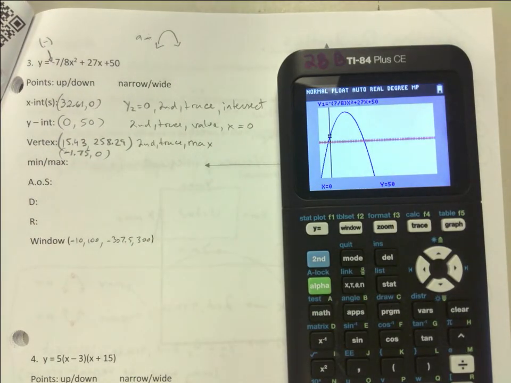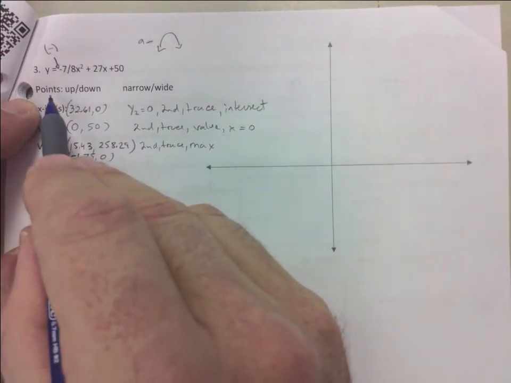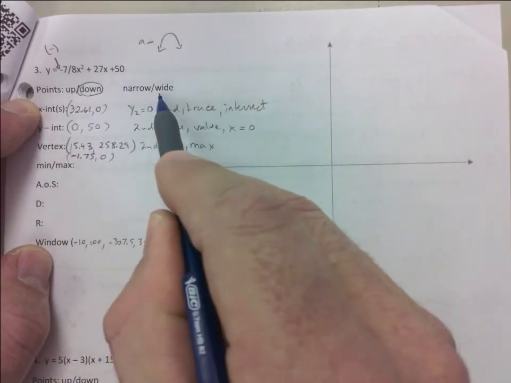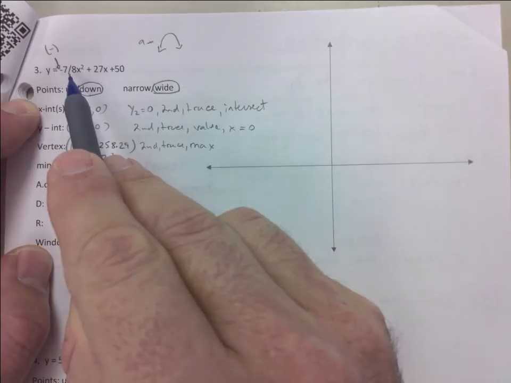Okay? Maybe I'll add something to page 31 after this just to make sure you understand that. This one points down because A is negative, and this one would be a wide curve because it's not quite 1, right? It's 0 point something.